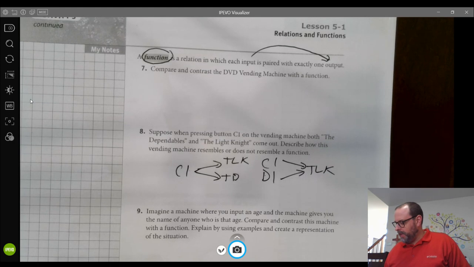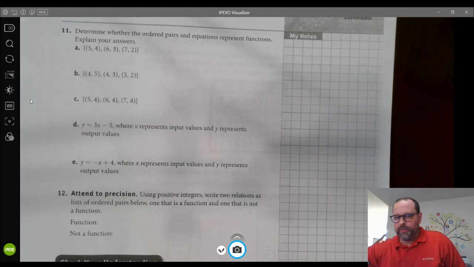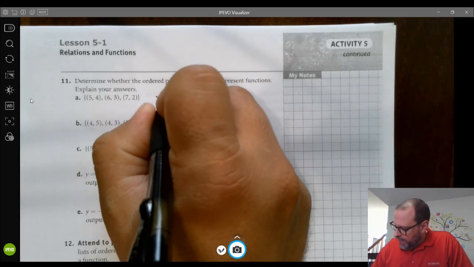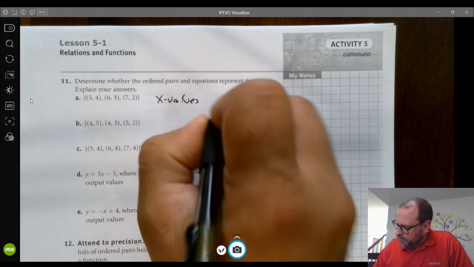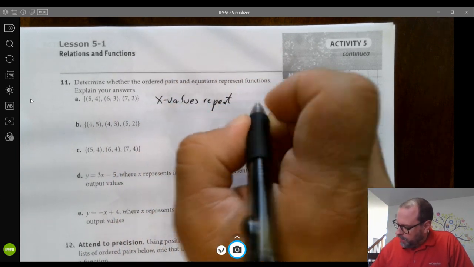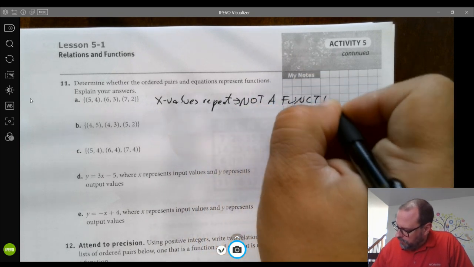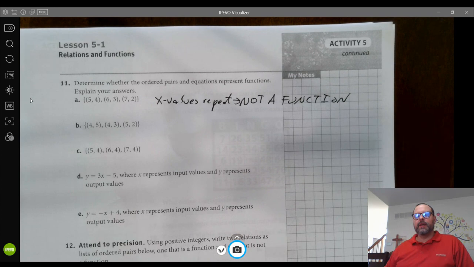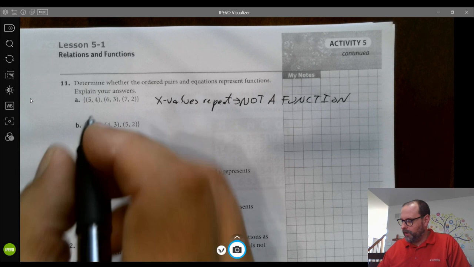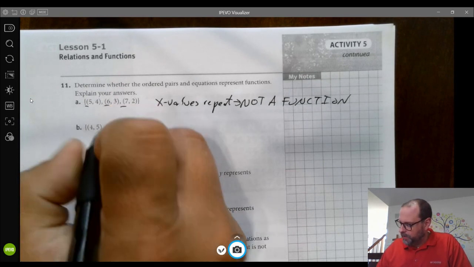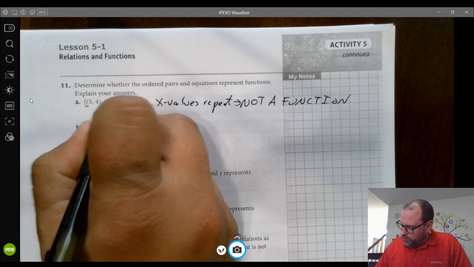Okay, so when we're looking at this, there's a really quick way when we have ordered pairs. We can tell if it's a function by looking at the x values. And if the x values repeat, it is not a function. That means an input has double outputs or triple outputs maybe. So I don't even have to look at the y values. I'm just going to look at 5, 6, and 7. Are they all different? Yes. So this would be a function.